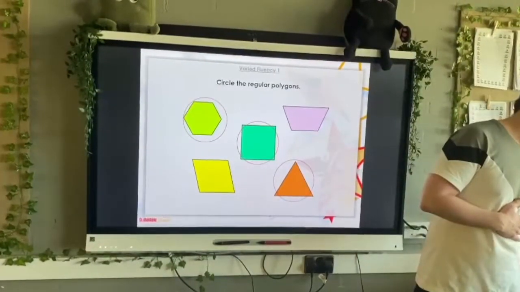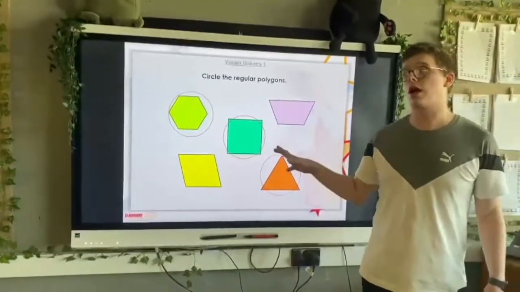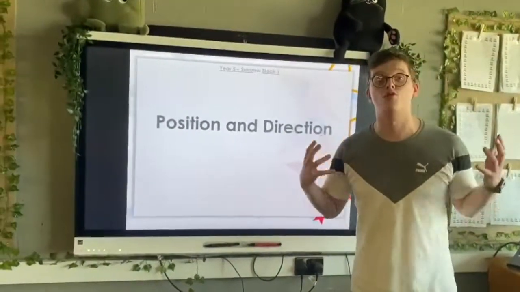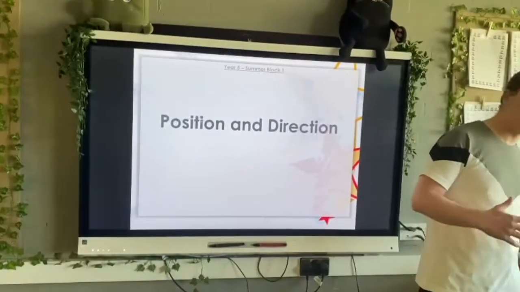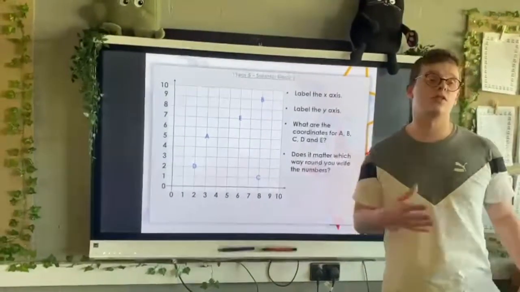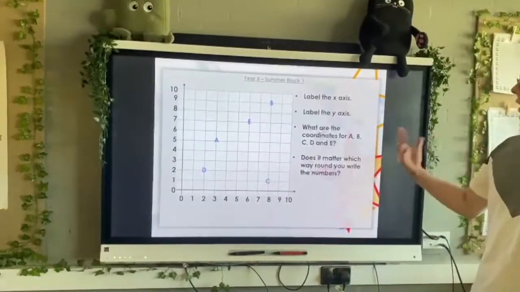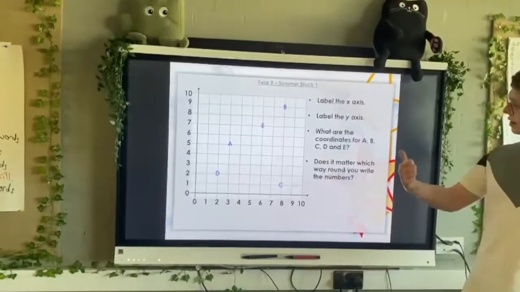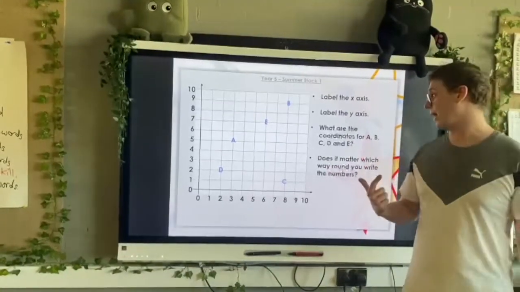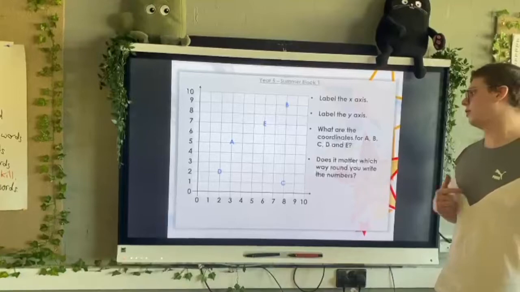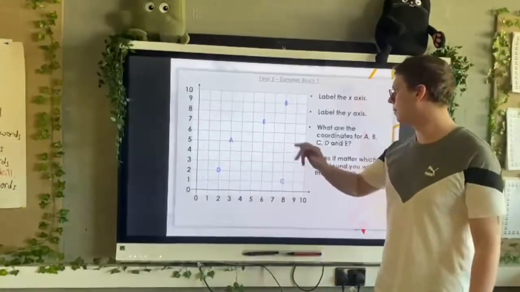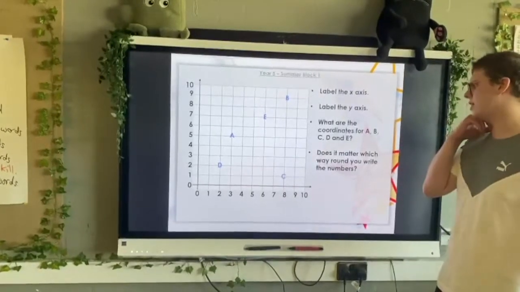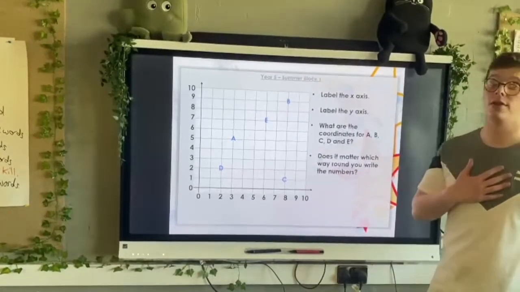Now, finally, that's all we're going to be looking at with regards to shapes. We're also going to be looking at position and direction this half term. So I'm going to really quickly show you the sorts of things we'll be looking at. So here, we've got 4 statements that we need to do. We need to label our x-axis, we need to label our y-axis. We need to discover what the coordinates are for A, B, C, D and E. And the other question it asks at the end is, does it matter which way you write the numbers?